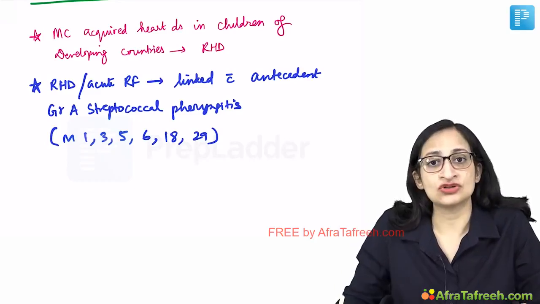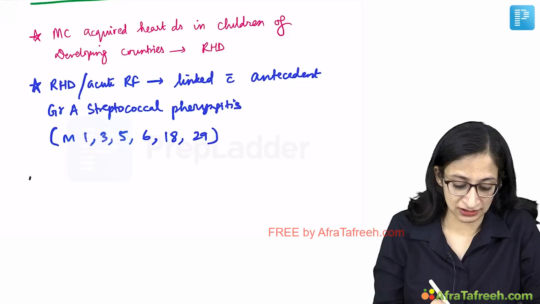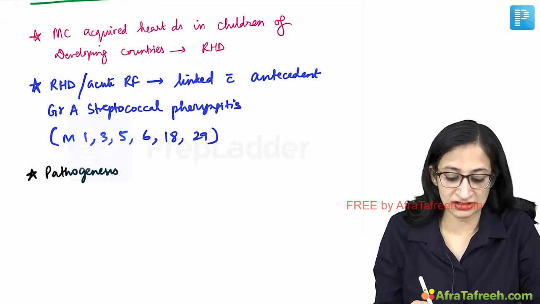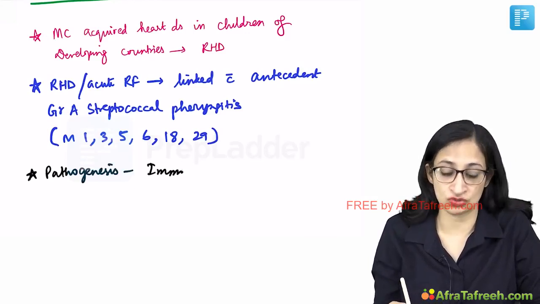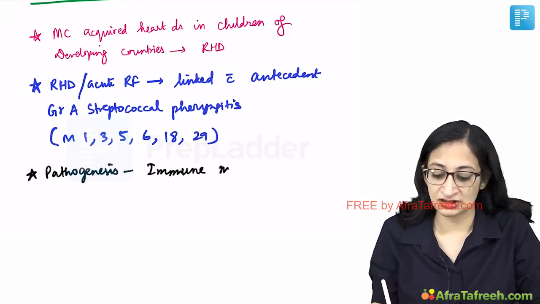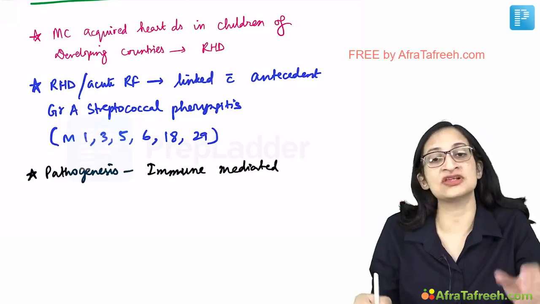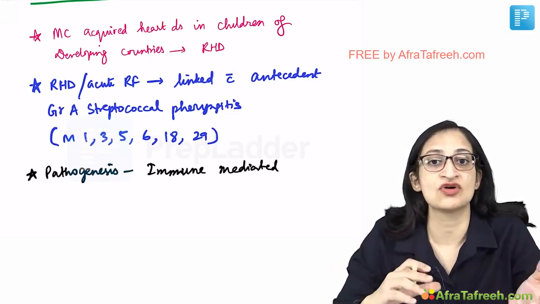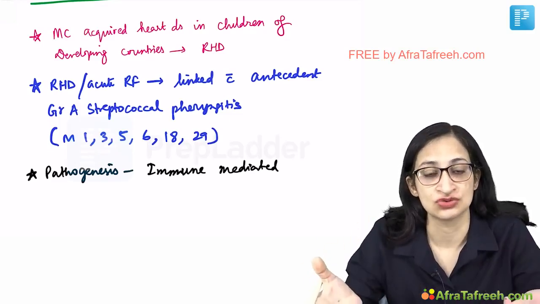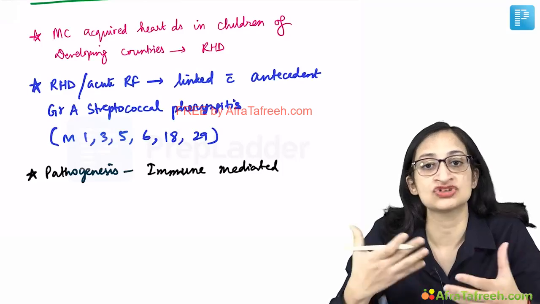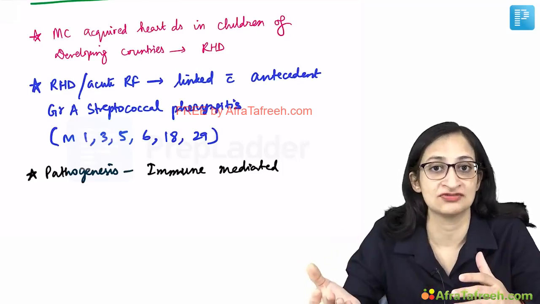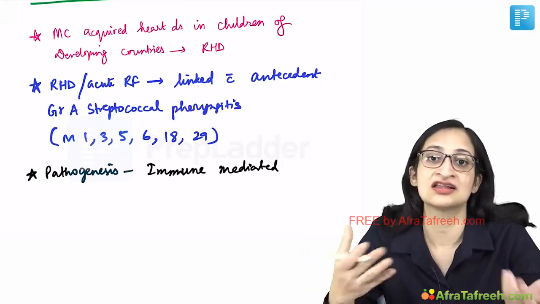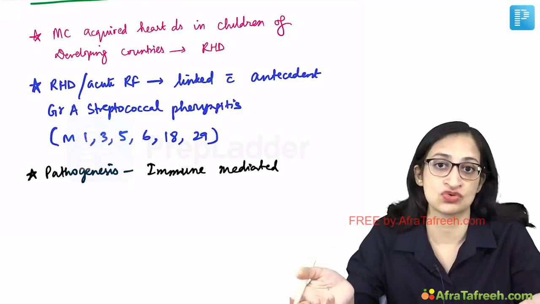Now, the pathogenesis is immune mediated, and molecular mimicry is believed to play a strong role. That means the antigens on the group A streptococcus resemble some of the antigens on the cardiac tissue. So if antibodies are formed against group A streptococcus, they also cross-react with the cardiac tissue and cause carditis and other manifestations, joint involvement and so on.